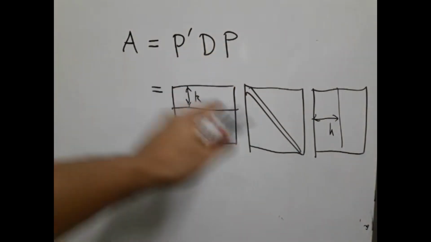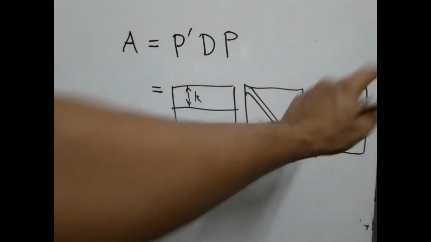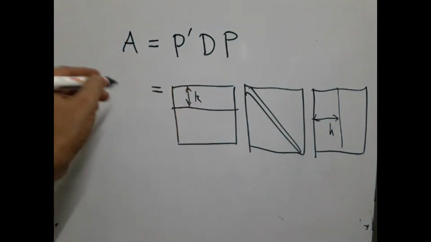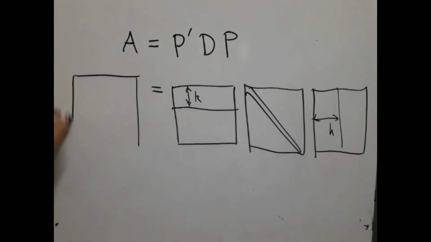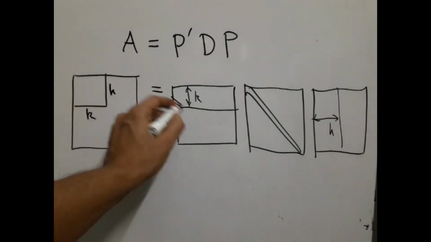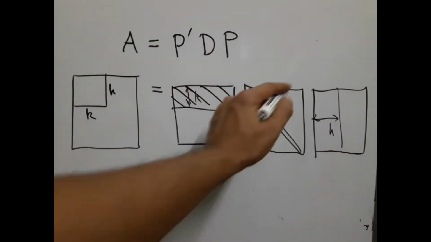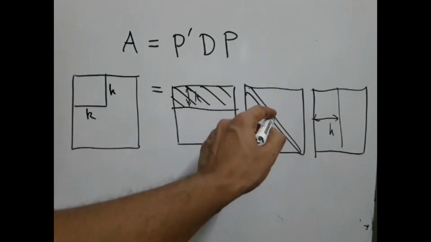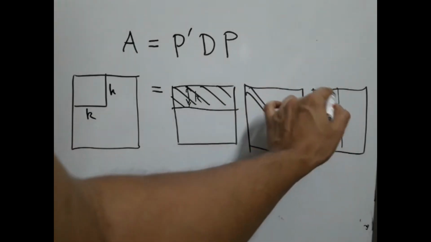I'll have this times the entire matrix times this, and this will give me basically the topmost k by k submatrix. So you understand this carefully. So this is the k by k submatrix. This is obtained by multiplying this with the entire matrix D followed by this matrix here.